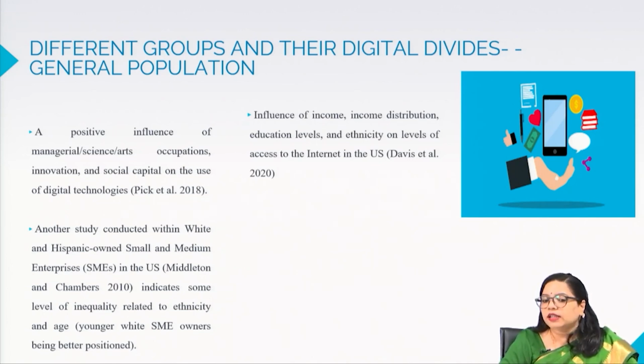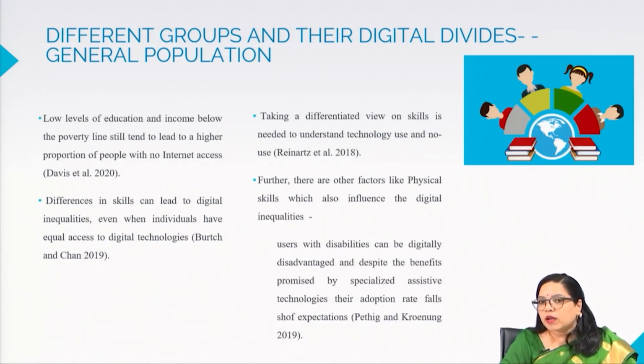Other studies highlighted the influence of income distribution, educational levels, and ethnicity on the levels of access to the internet in the United States. Low level of education and income below the poverty line still tends to lead to a higher proportion of people with no internet access, as found by Davis and others. Further, differences in skill can lead to digital inequalities even when individuals have equal access to digital technologies, as was established by Büchi and Just.